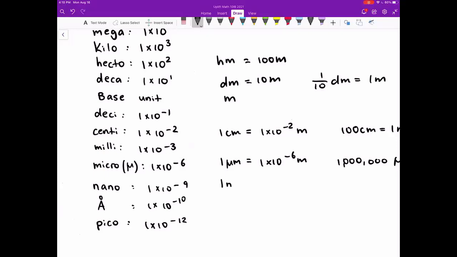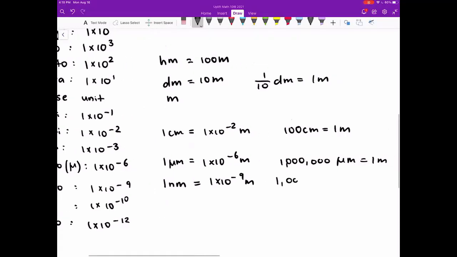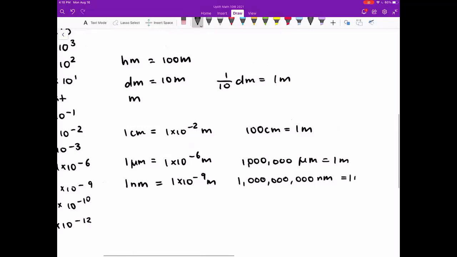We have 1 nanometer, which is equal to 1 times 10 to the negative 9 meters. And then we can also flip this around. Yep, 1 billion nanometers is equal to 1 meter. Yeah.